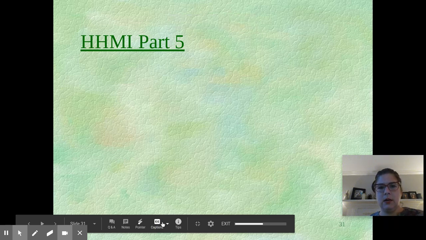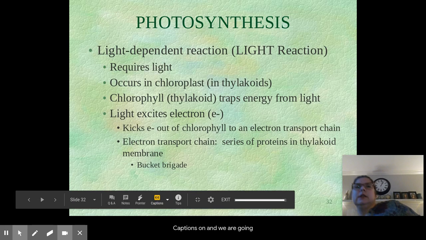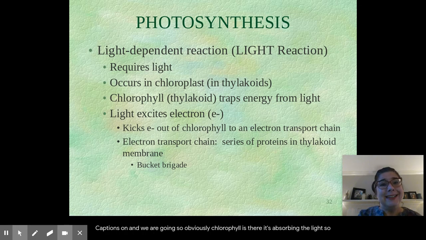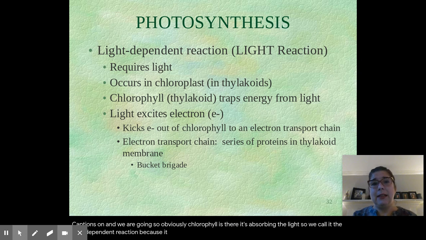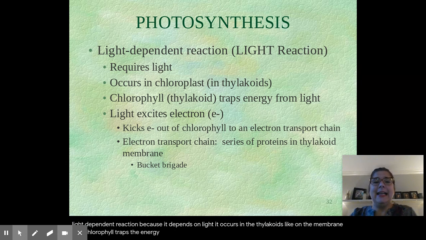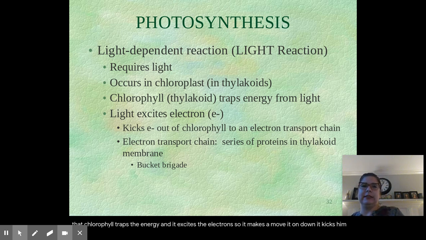Okay, captions on, and we are going. So obviously, chlorophyll's there. It's absorbing the light, so we call it the light-dependent reaction because it depends on light. It occurs in the thylakoids, like on the membrane. That chlorophyll traps the energy, and it excites the electrons, so it makes them move on down. It kicks them out, okay?